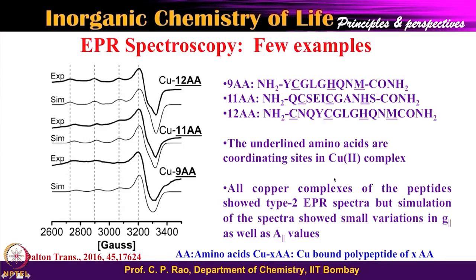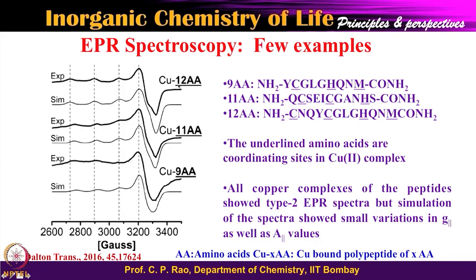Okay. Now let us continue with the EPR aspects of it. Let us look at an inorganic complex, which is a copper complex of a peptide. So let us look at this copper complex of the peptides. In this we have a 9 amino acid peptide, an 11 amino acid peptide, and a 12 amino acid peptide.